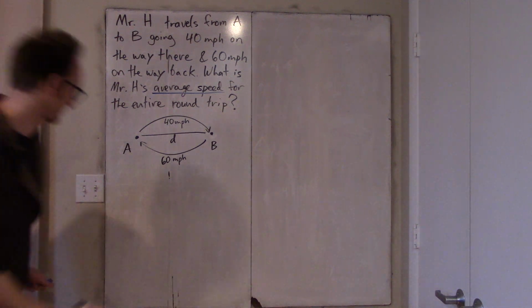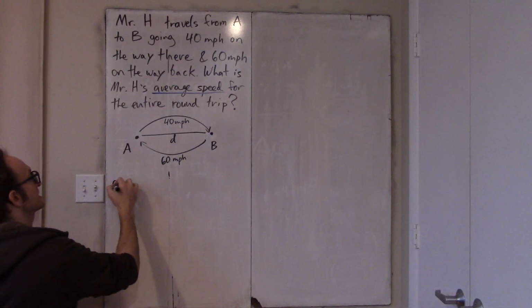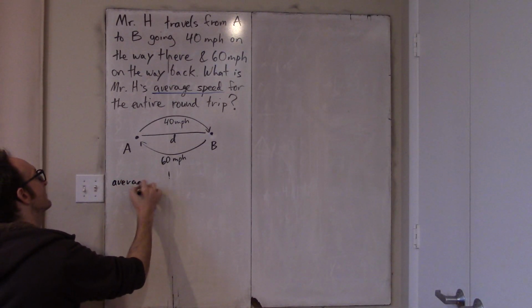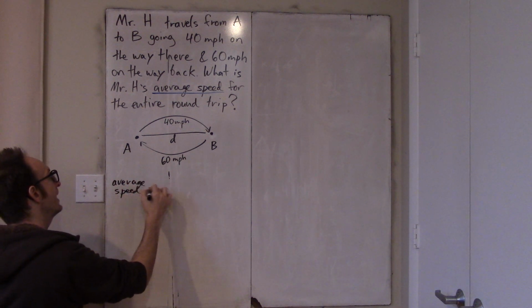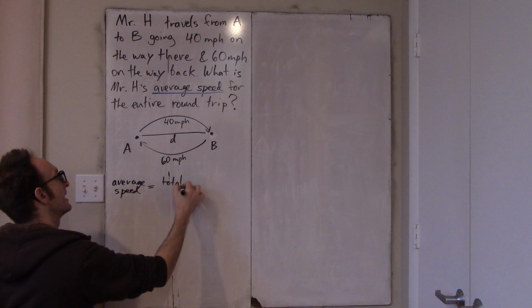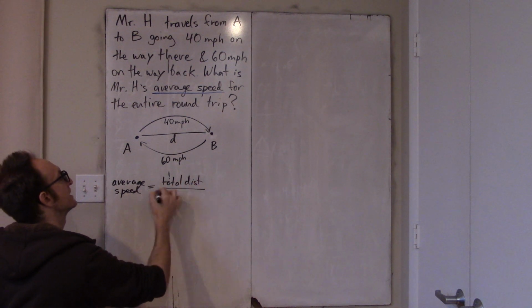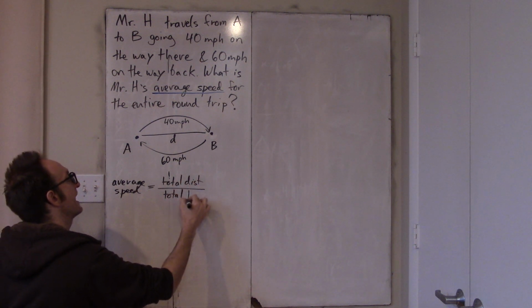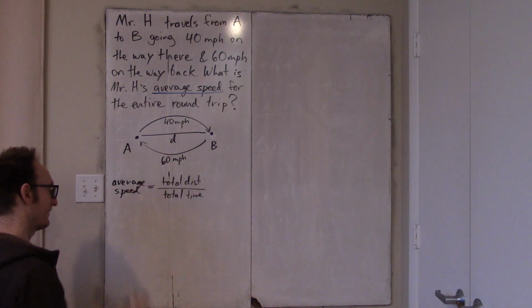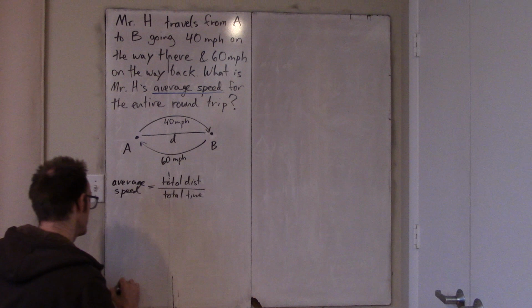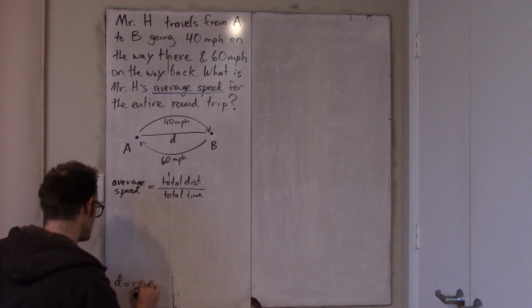But okay, a good place to start is even just saying, what is average speed? What does average speed even mean? Well, it's just the total distance divided by the total time. And okay, the only sort of physics required for this problem is that distance equals rate times time. That's just what a rate is.